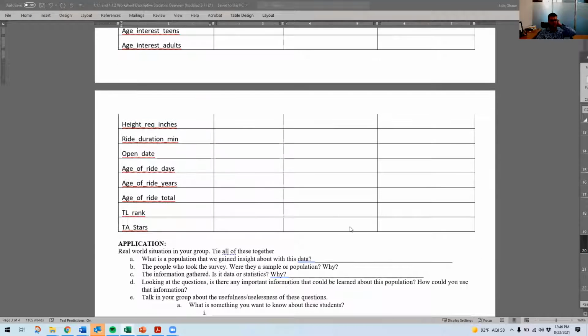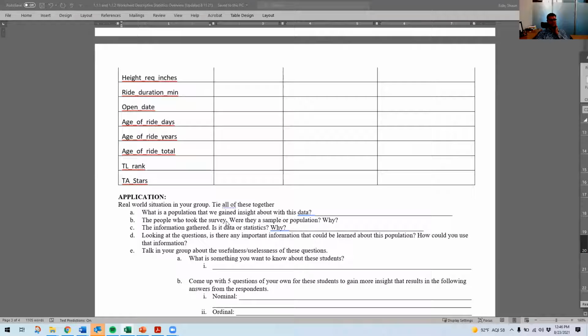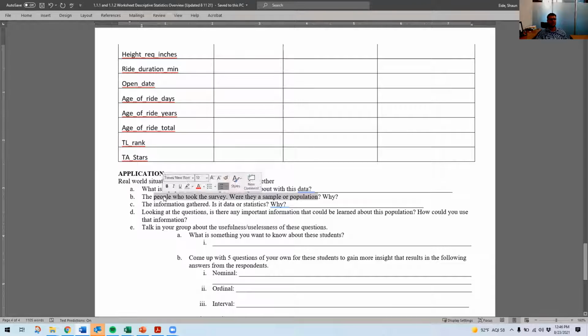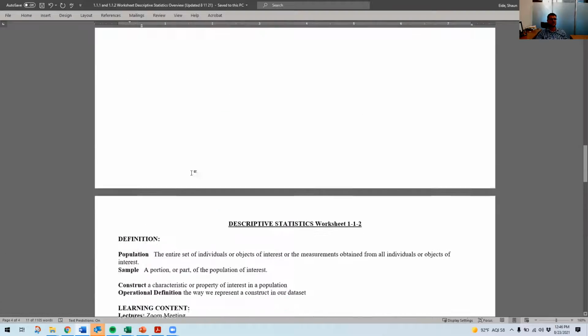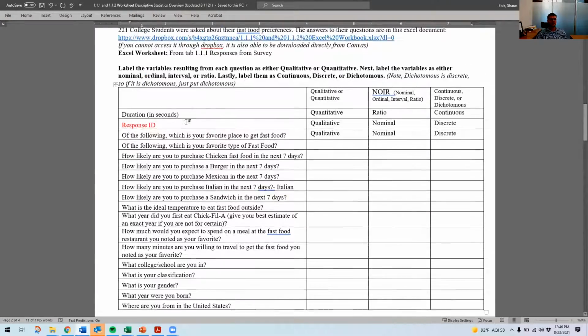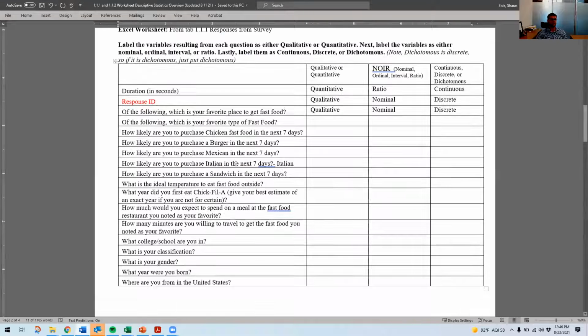Next, after you go through all of this, you say real world situation, tie this all together. What is the population that we gained insight from? The people who took the survey. This is actually talking about the people who took the survey. Was it a sample or a population? This is talking about this data up here, the 221 college students.